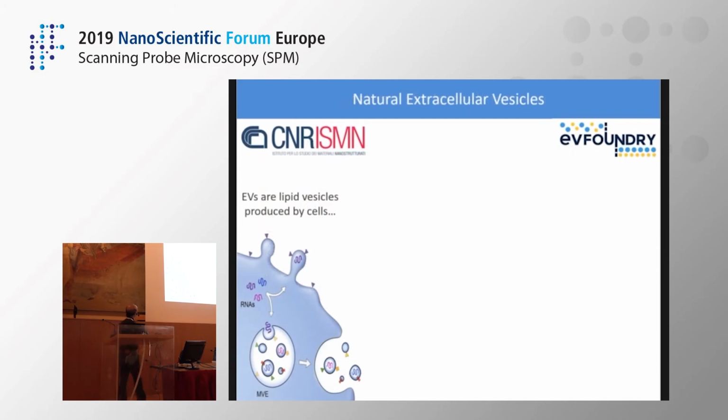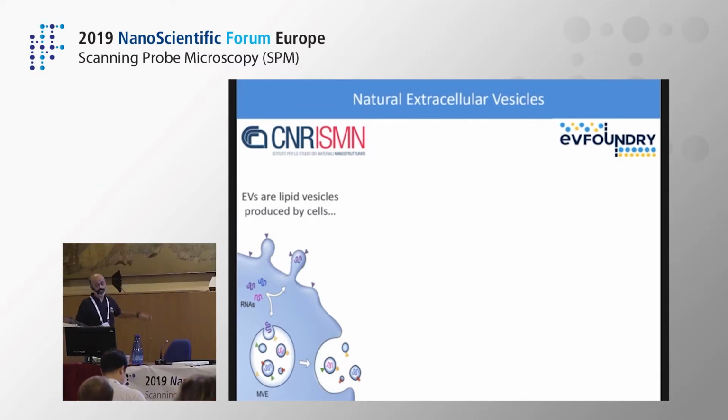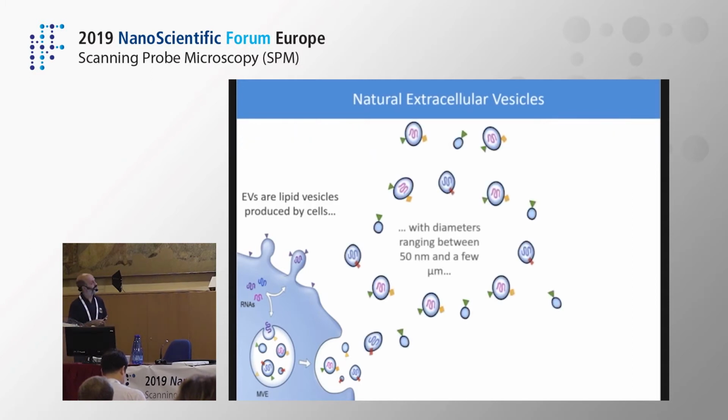Our samples are, in general, natural extracellular vesicles, which are now a very trendy topic of research. Most of you probably know well what lipid vesicles and liposomes are. Extracellular vesicles are lipid vesicles produced by the cells. They are produced in different districts. They can bleb from the outer surface, or they can be produced elsewhere. What is important is that they are released into the intercellular space.